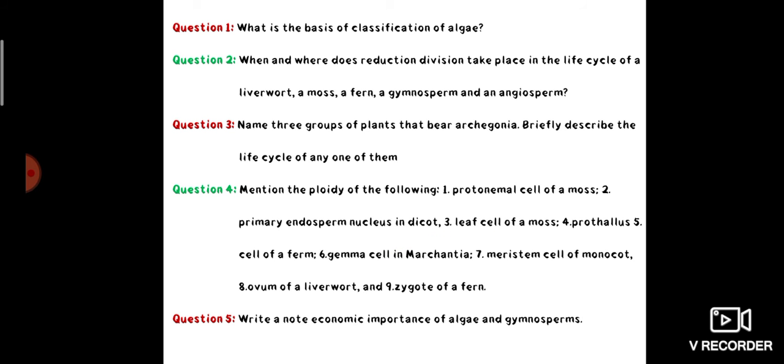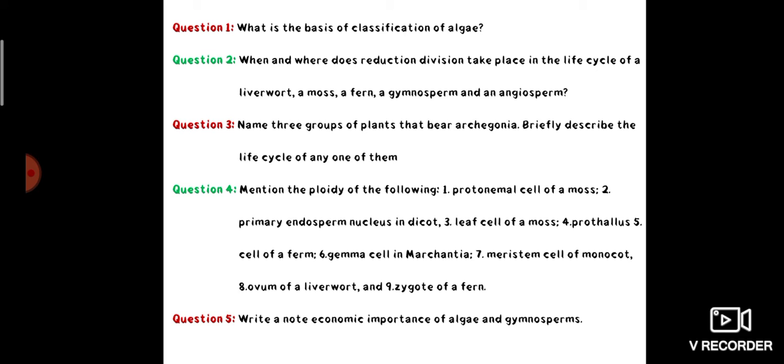First question: what is the basis of classification of algae? I will give you some points regarding each question. You write the answers and send them to me. So what is the basis? It is the presence or absence of pigments. Presence or absence of pigments is the main basis of classification of algae.